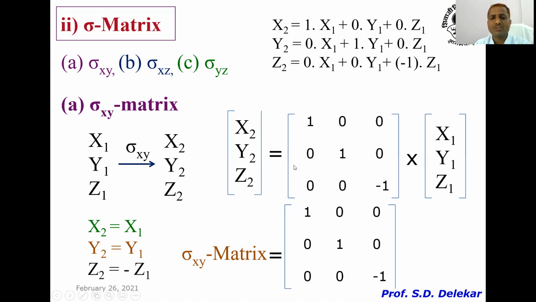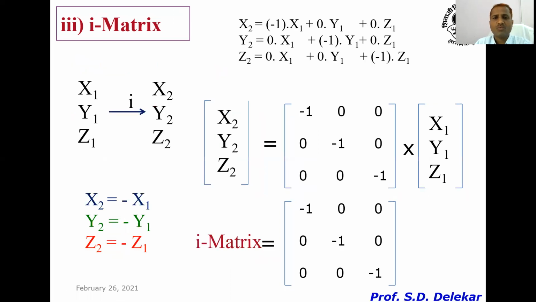Then sigma yz: there is no change along y and z. So here it is minus 1, 0, 0, 0, 1, 0, 0, 0, 1. So in all these sigma matrices, the character of these matrices is equal to plus 1. So this is regarding the sigma matrix, and in that there are three subtypes: sigma xy, sigma xz, and sigma yz. Then we will go for the I matrix. How one can represent the center of inversion in matrix form.